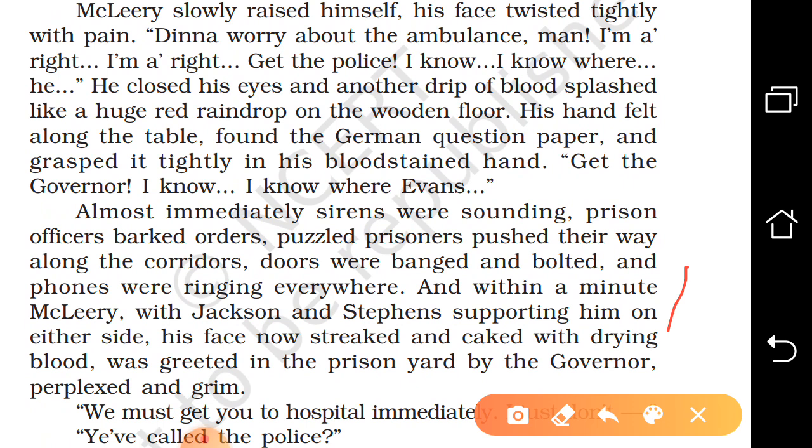And within a minute, McClary, with Jackson and Stephen supporting him on either side, his face now streaked with and caked with the drying blood, was greeted in the prison yard by the governor, perplexed and grim. Actually, by the time the governor reached there, he was also very much confused.